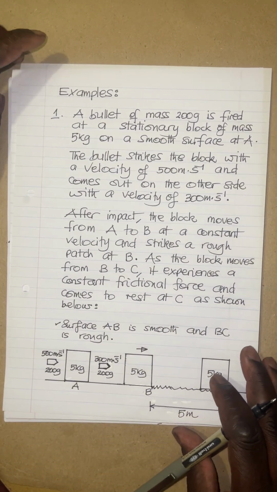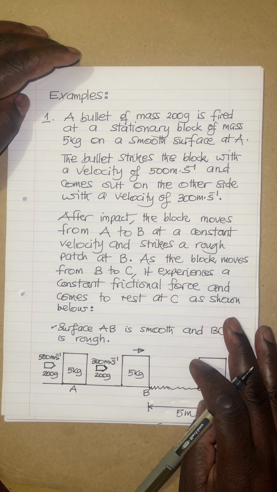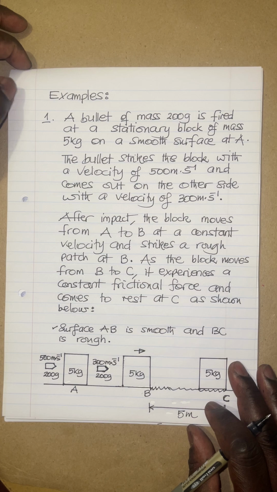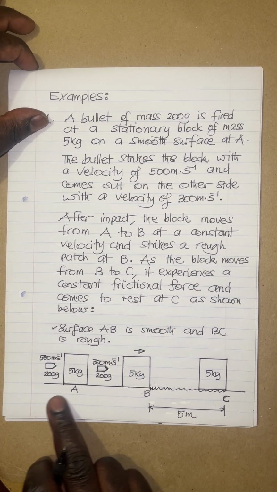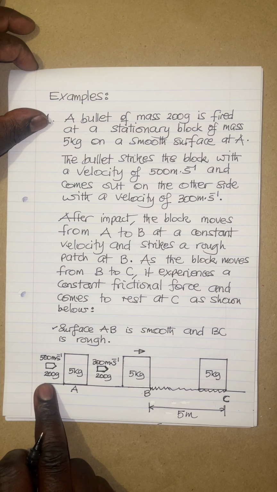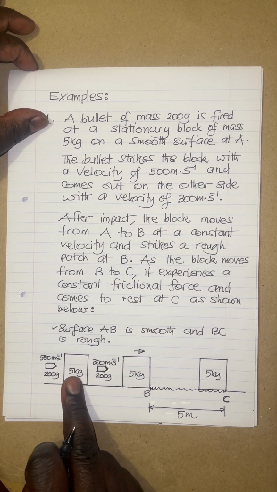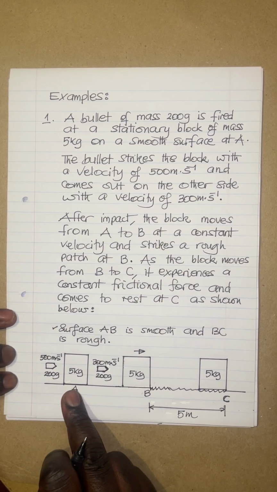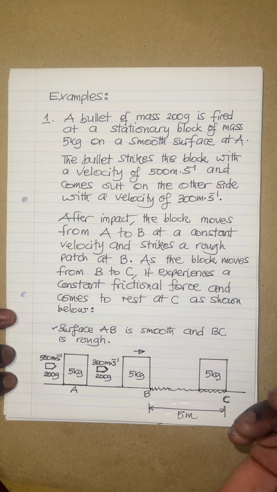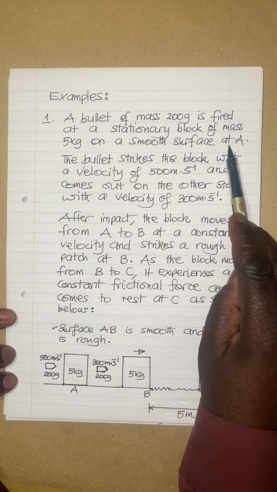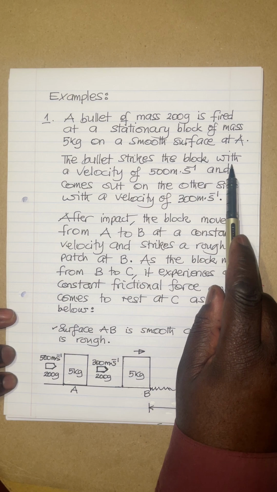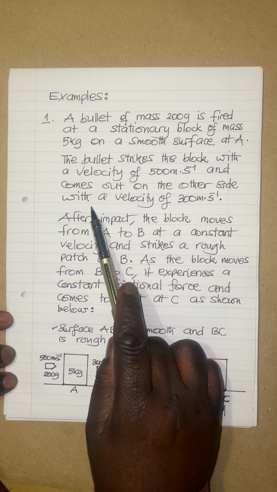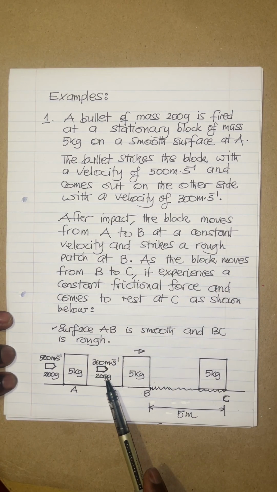It says here that example one, a bullet of mass 200 grams is fired at a stationary block of mass 5 kgs on a smooth surface at A. As you can see here, that's a smooth surface at A. So a bullet of mass 200 grams is fired at a 5 kg block placed on a smooth surface, and the block is at A, and this block is stationary. The bullet strikes the block with a velocity of 500 meters per second, you can see it here, and comes out on the other side with a velocity of 300 meters per second, as you can see.